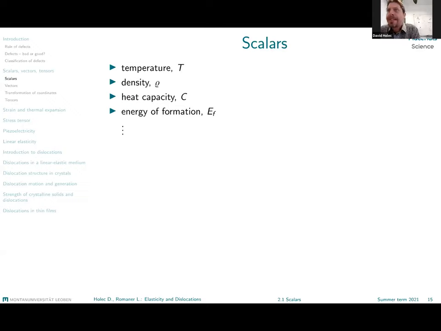So what are scalars? We do know plenty of physical quantities that can be described by scalars. And typically at this point, I do ask the students to give me some examples. So I'm pretty sure that these things such as temperature, density, mass density, heat capacity, energy formation are quite clear examples of what we mean by scalar physical properties. Can you think about anything else, any other scalar quantity? Anyone from you?